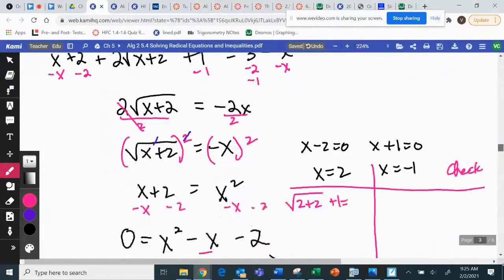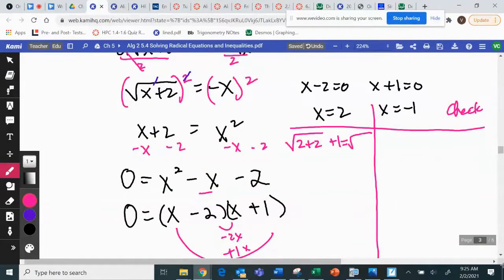Oh, geez. So we get square root of 4 plus 1 equals, I forgot to plug in my 2 here. Square root of 1, so I've got 2 plus 1 equals 1. That's not true.